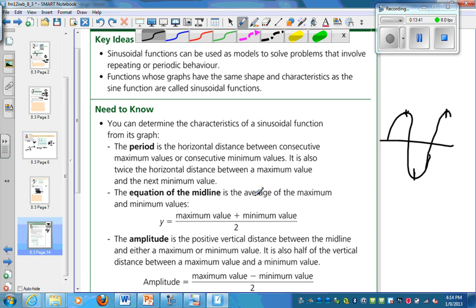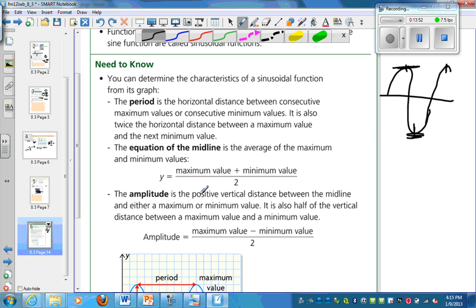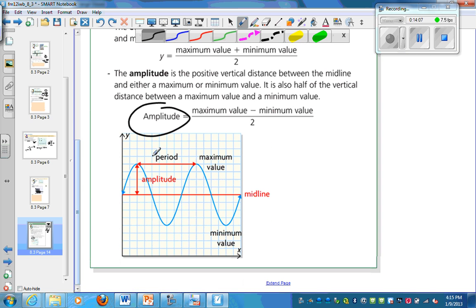Okay, the equation of the midline is the average of the max and the min. So if you take the maximum, the minimum, and you add them up and divide by 2, you get that midline. The amplitude is the positive vertical distance between the midline and either the max or min. It's also half of the vertical distance between the max and the min. So if you take the maximum, you subtract the minimum and divide by 2, it'll give you your amplitude. Just a couple other things to remind you, some visuals: period, amplitude, midline, max, and min.